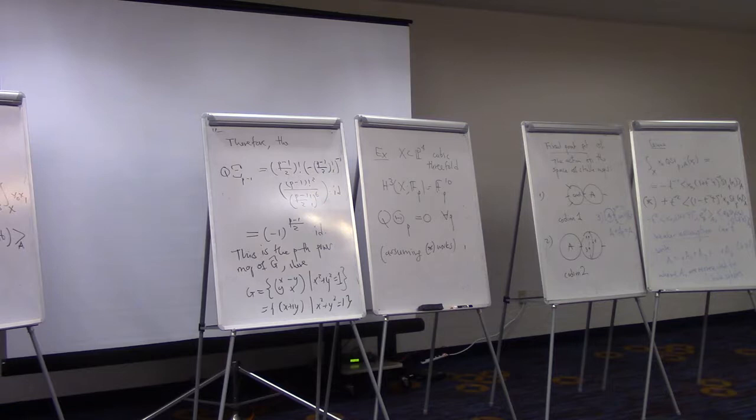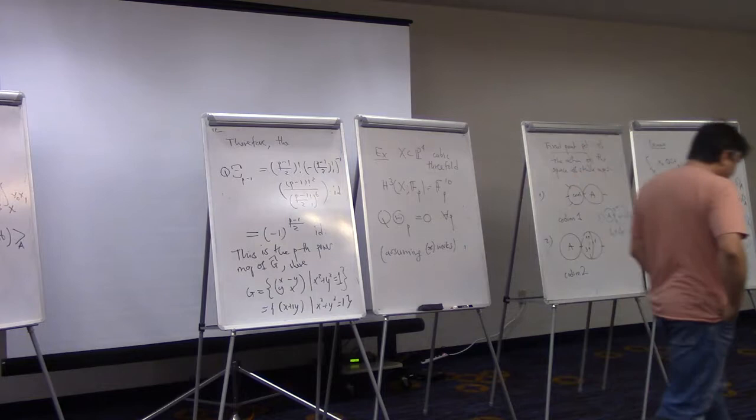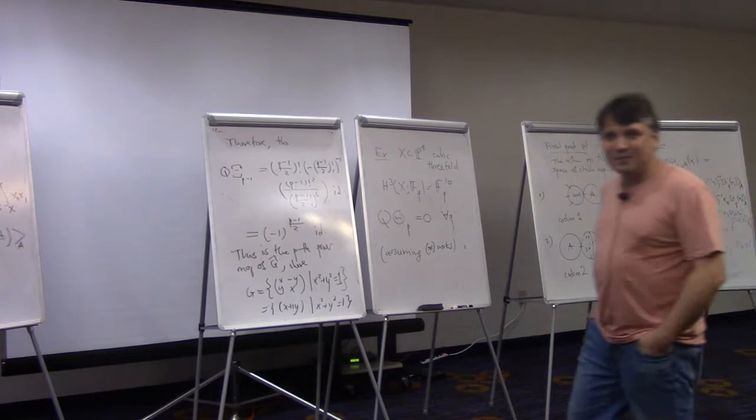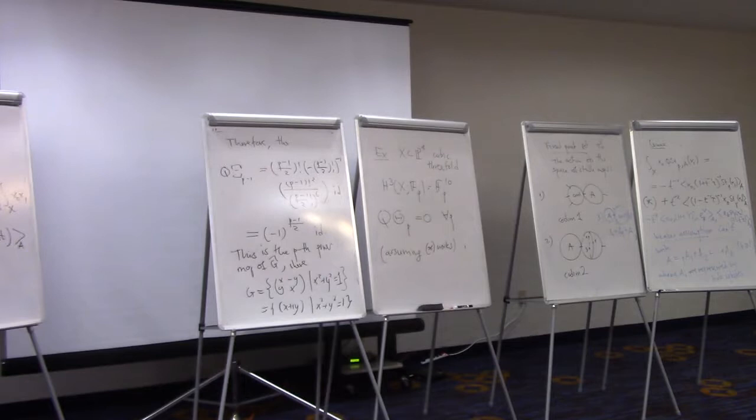So the final example that I would like to have done is X being P3 blown up along an elliptic curve, okay? But that has Fano index 1, and the enumerative geometry is enormously more complicated. So at the moment, I cannot really deal with those computations. Thank you very much.